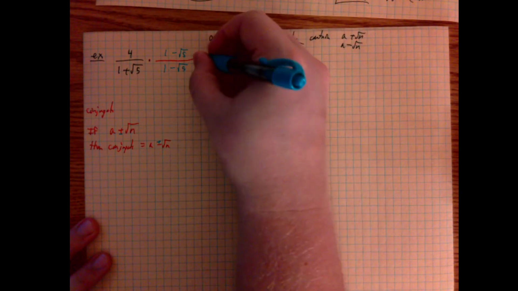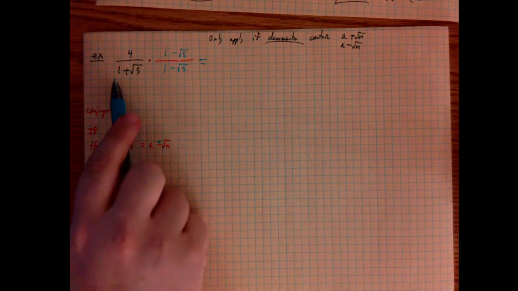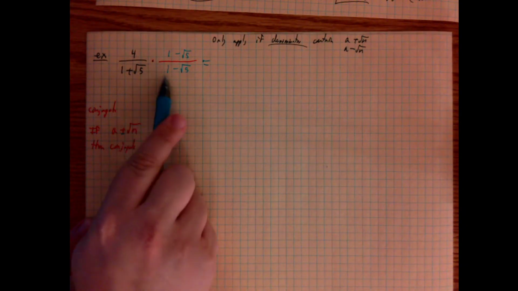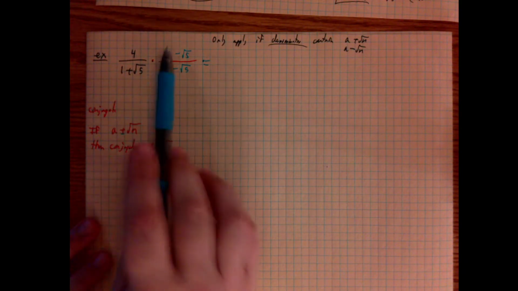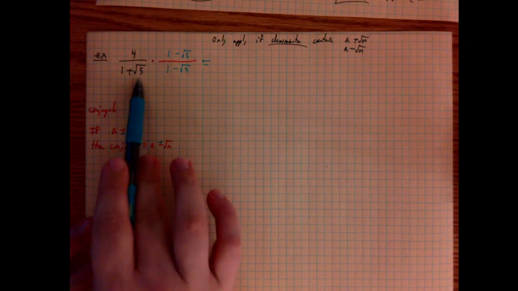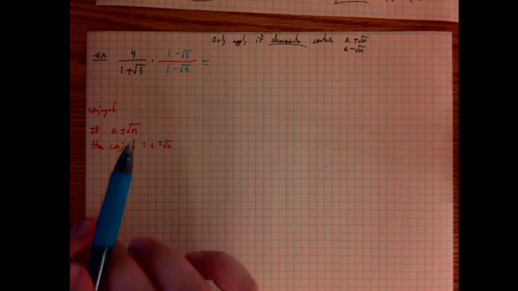So note again where this conjugate comes from. Okay? If we have 1 plus the square root of 5, we multiply by 1 minus the square root of 5. And we'll do another example here in a little bit where we change signs and do it a little bit different. You have to flip the sign of the radical.